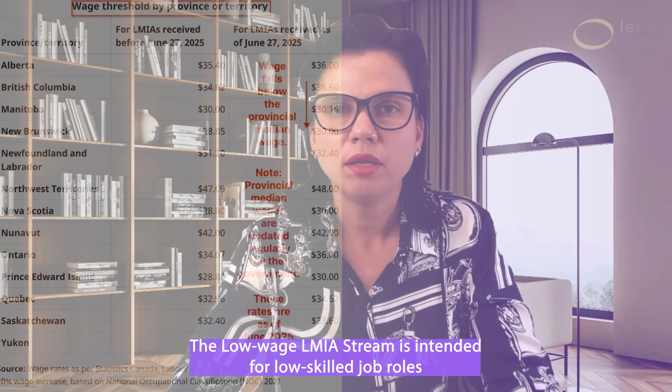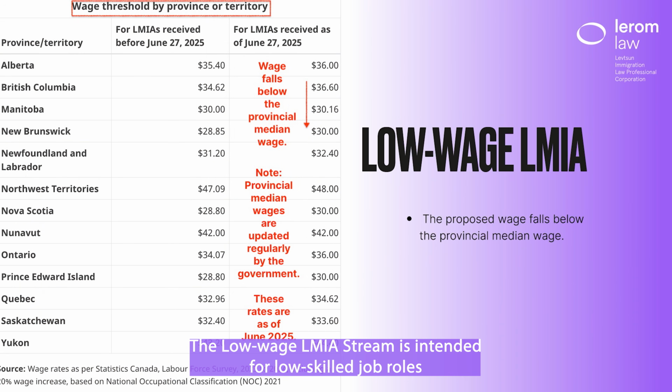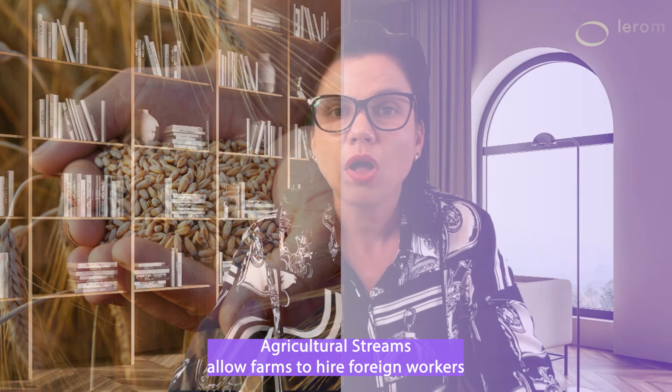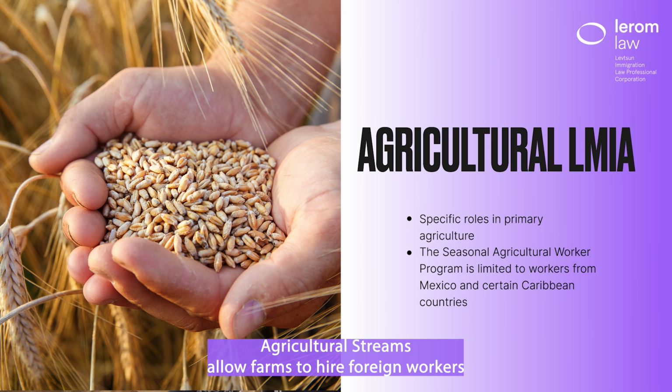The low-wage LMIA stream is intended for low-skilled job roles and is used when the hourly wage offered to temporary foreign workers falls below the provincial median wage. Agricultural streams allow farms to hire foreign agricultural workers for specific roles in primary agriculture.